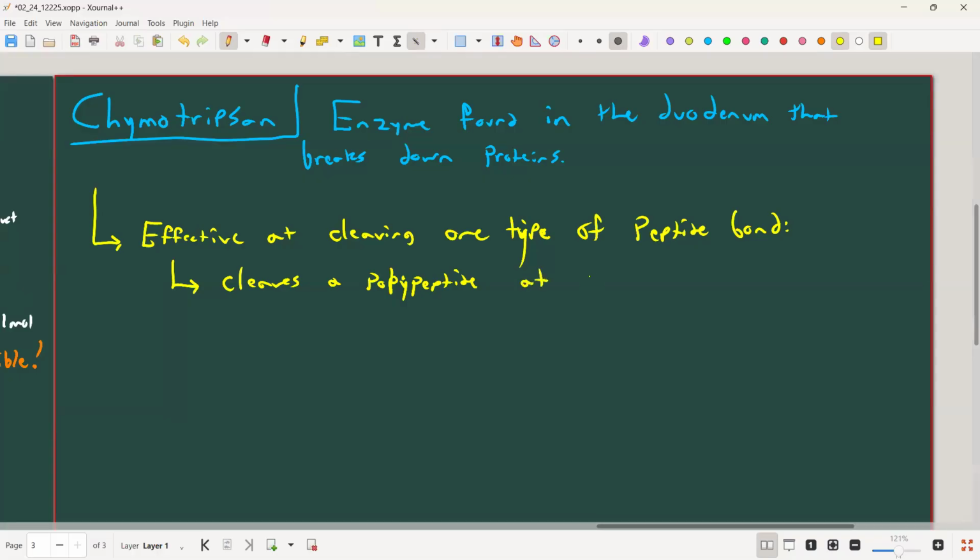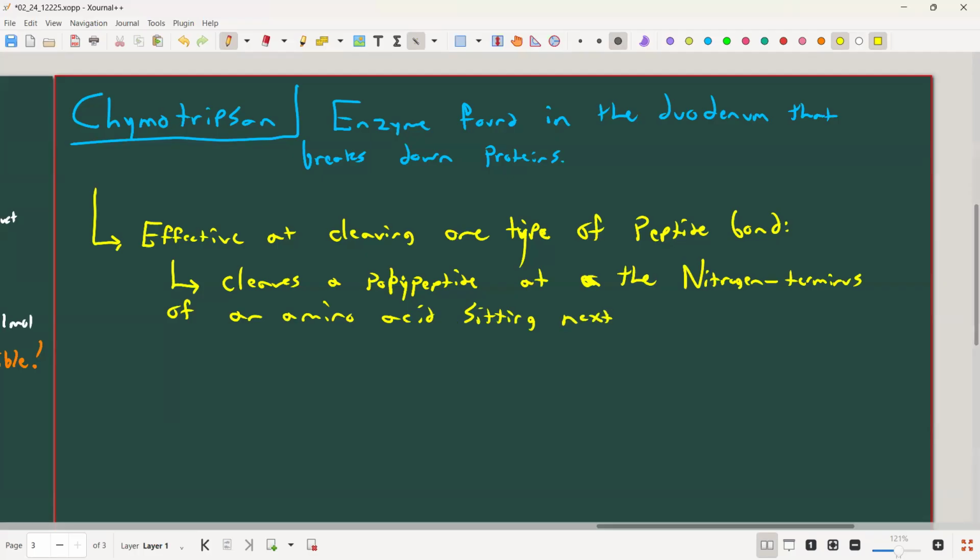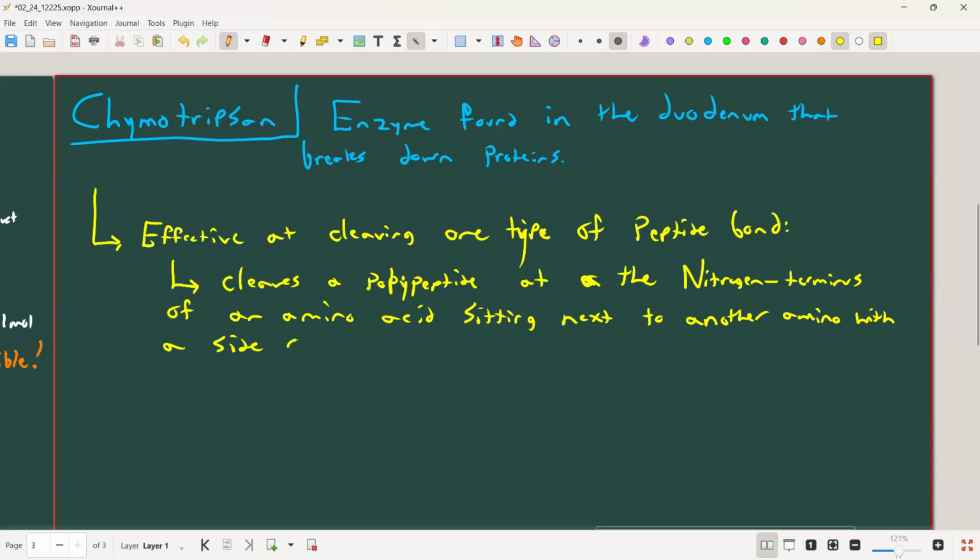At the nitrogen terminus of an amino acid sitting next to a very specific type of amino acid, another amino acid with a side chain that is large and hydrophobic.